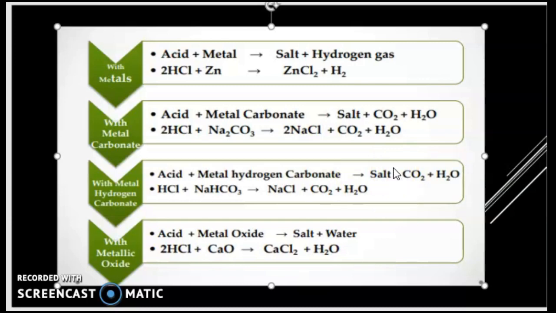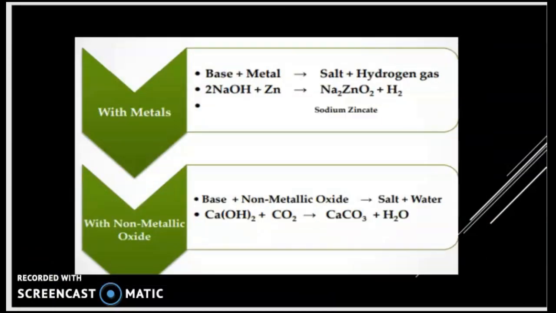And this is one particular property of acid. When acid reacts with a metallic oxide like calcium oxide, sodium oxide, magnesium oxide or whatever it may be, you will get salt and water. Okay, so these are the chemical properties of acid. Now we're going to see the chemical properties of base.